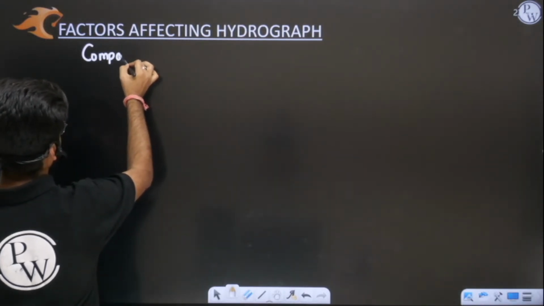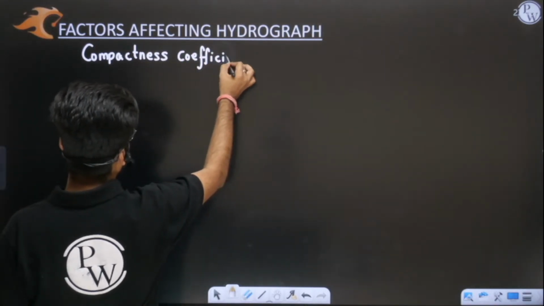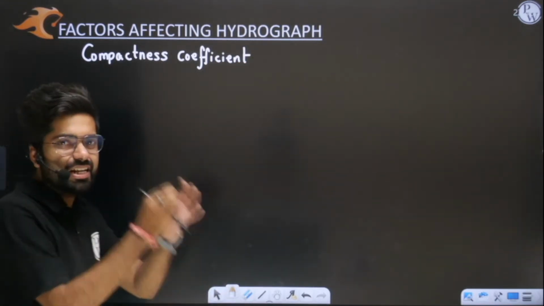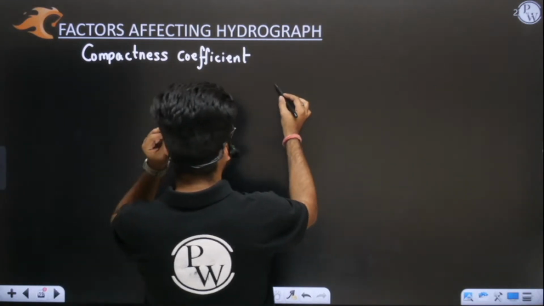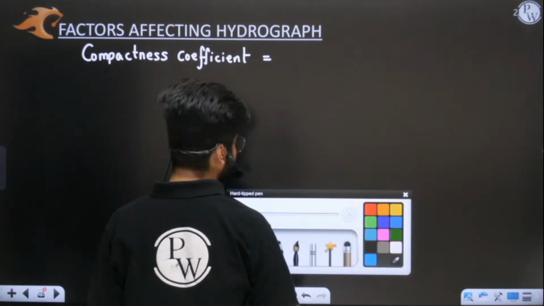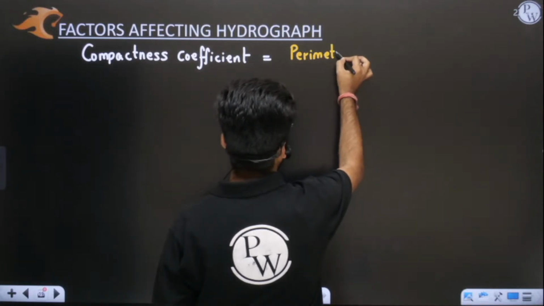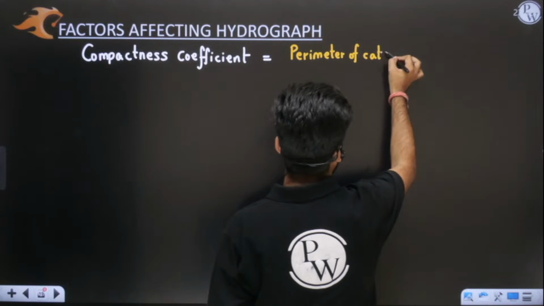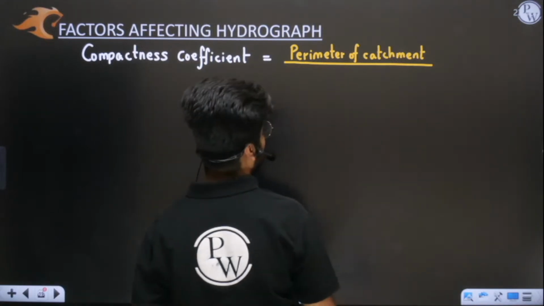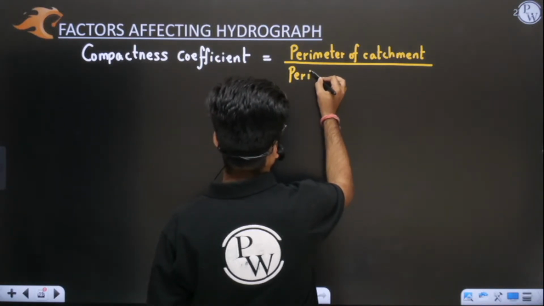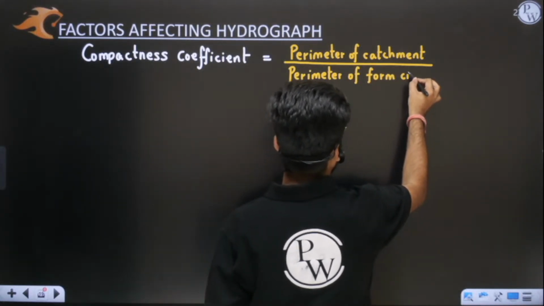Now I will tell you about compactness coefficient. This coefficient will again indicate the shape of the basin. Sir, first tell me the formula for compactness coefficient. See, the compactness coefficient formula is the ratio of the perimeter of the catchment upon the perimeter of the equivalent circle.